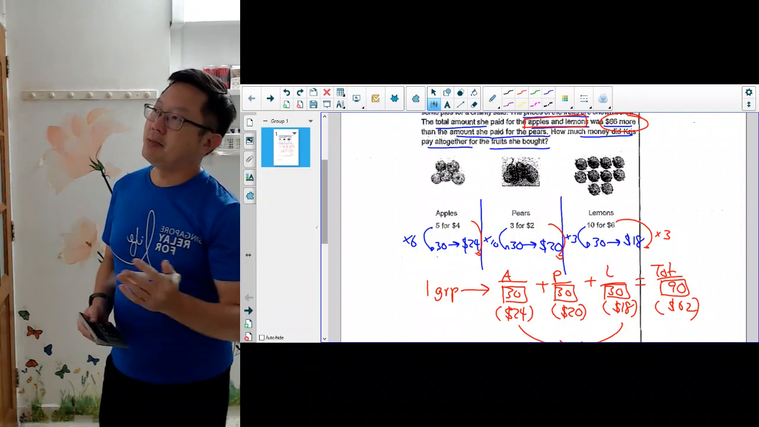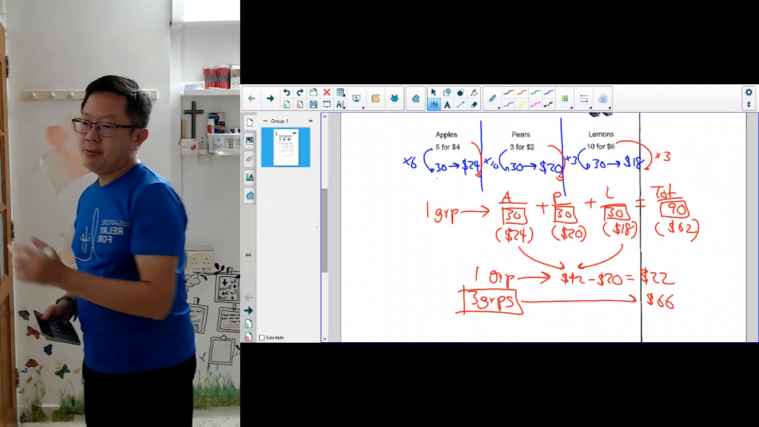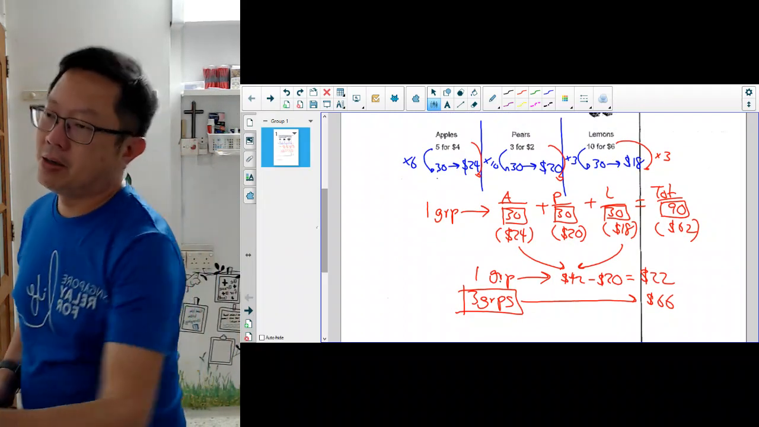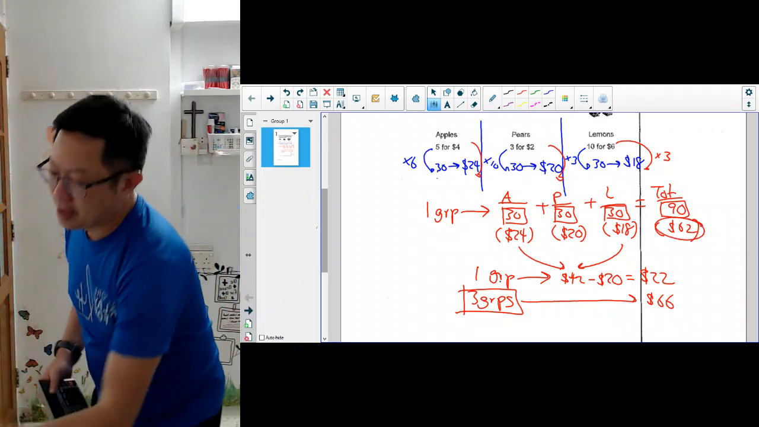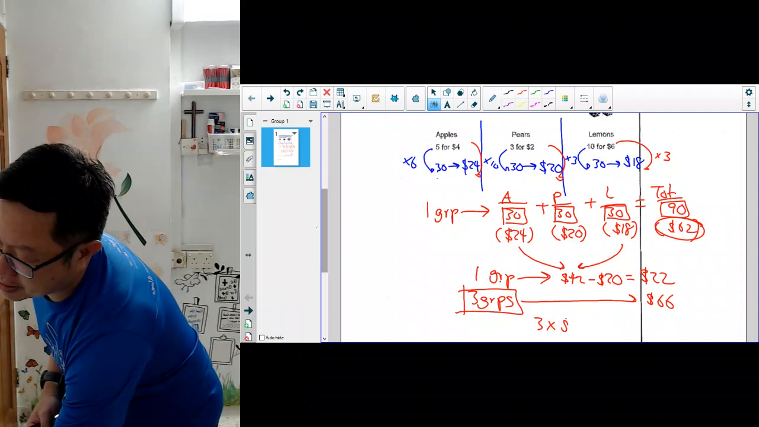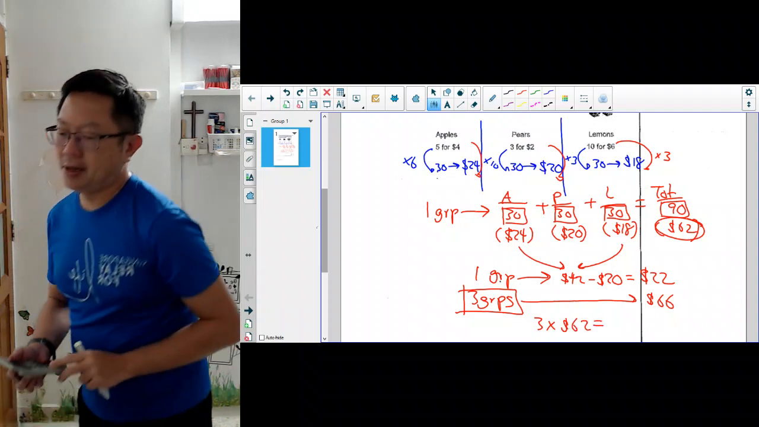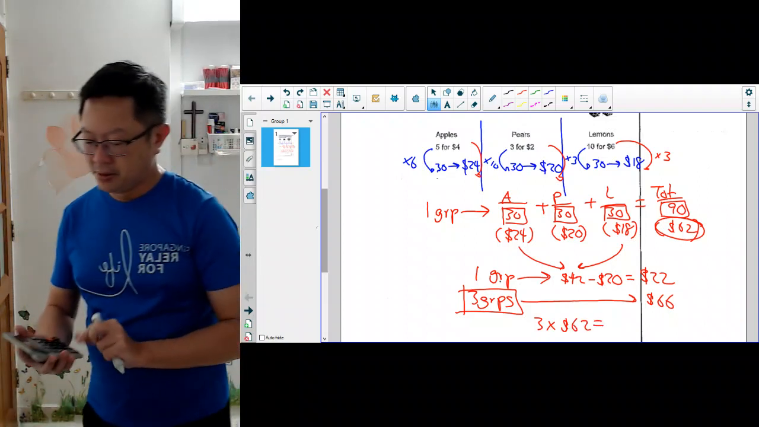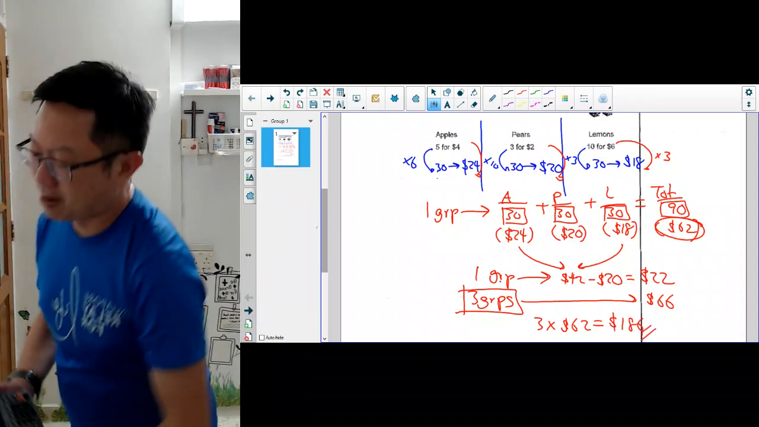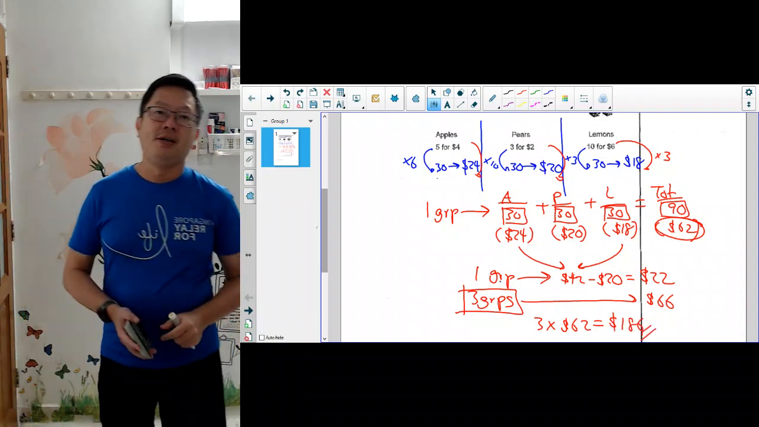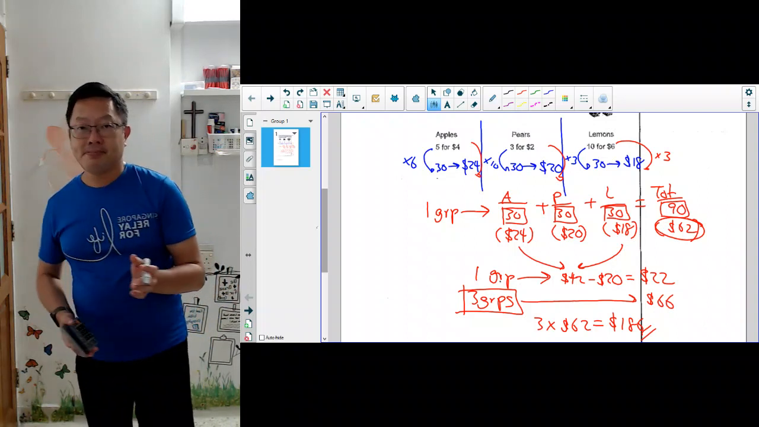How much did Chris pay altogether? You go back to one group and look for how much altogether, which is $62. There are 3 groups, so you multiply by $62. 3 times 62, and Chris must have paid $186 altogether for the fruits. And that's how you use the grouping method.